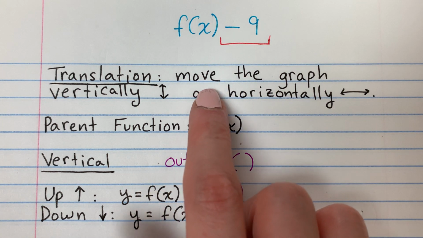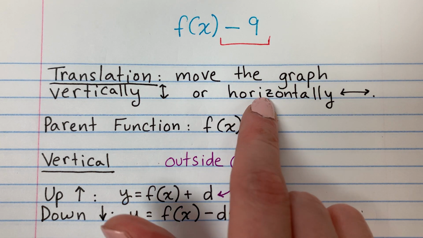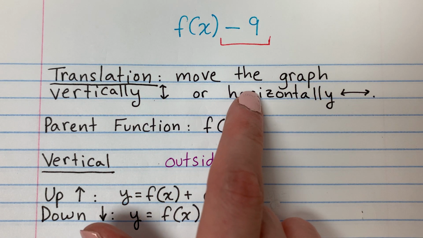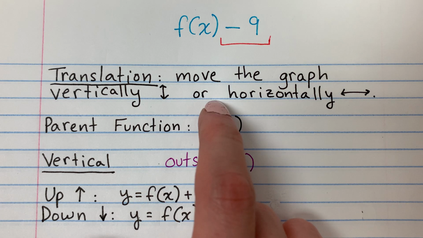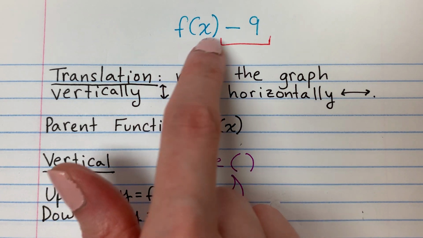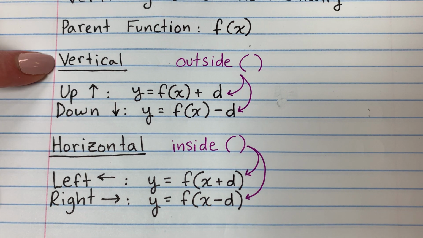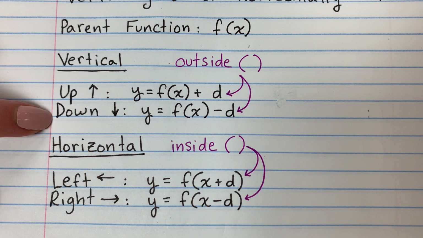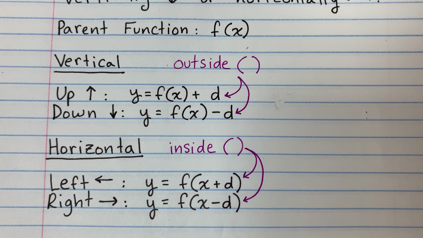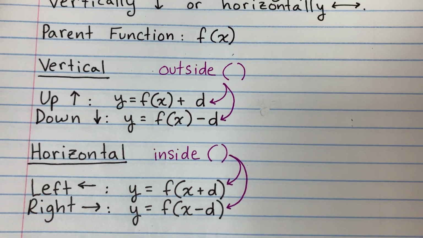What is a translation? A translation moves the graph vertically up, down, or horizontally left, right. So, entonces, una translation mueve la gráfica vertical, arriba, abajo, o horizontal, izquierda, derecha. Okay, so this is the parent function, f of x, and then I put a number. Let's see how this can change. So it can be vertical, up, down, arriba, abajo, or it can be horizontal, left, right, izquierda, derecha. So let's take a look. So my number is 9. Mi número es 9. Let's see how things move. Vamos a ver cómo se mueve.